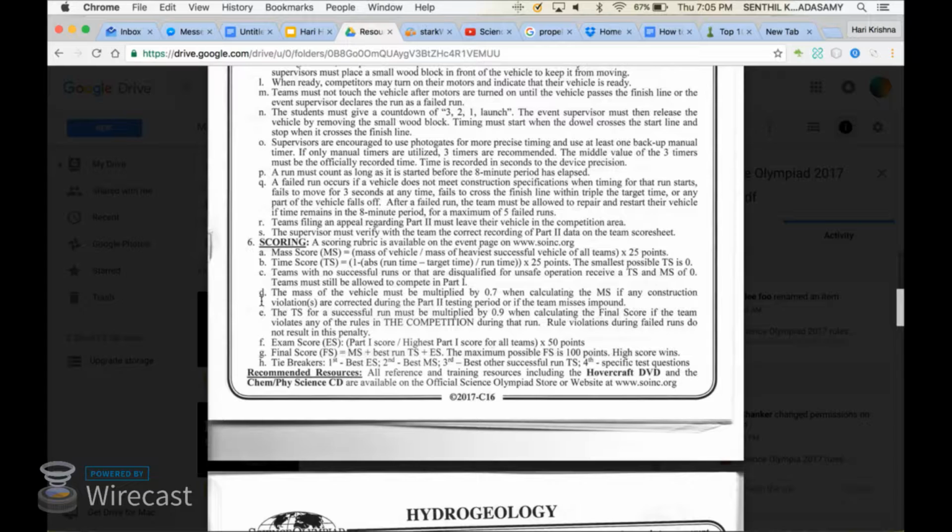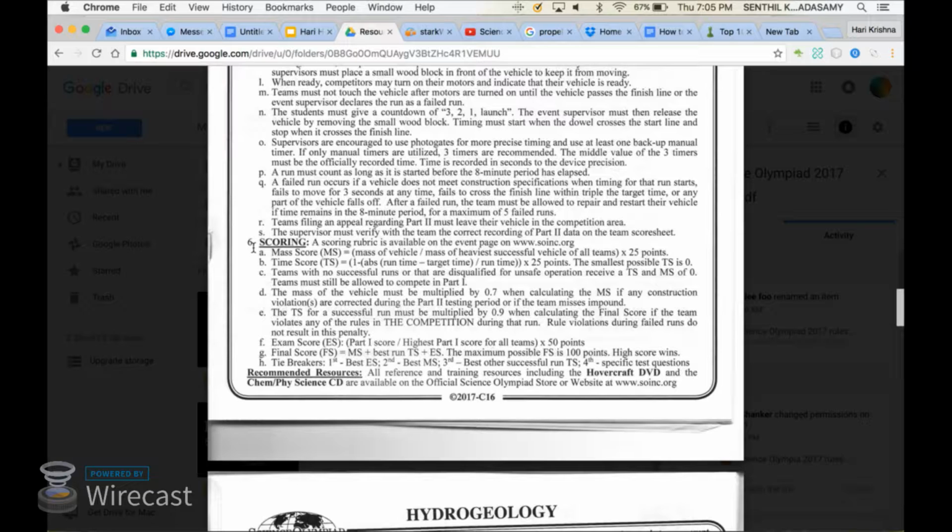Okay, so scoring. Mass score is equal to mass of vehicle divided by the mass of the heaviest successful vehicle of all teams times 25 points. So the competition takes into account your vehicle and the heaviest vehicle. So the heavier you are, it is better, but it's also not preferable to have a heavy device that is really slow and that doesn't levitate.